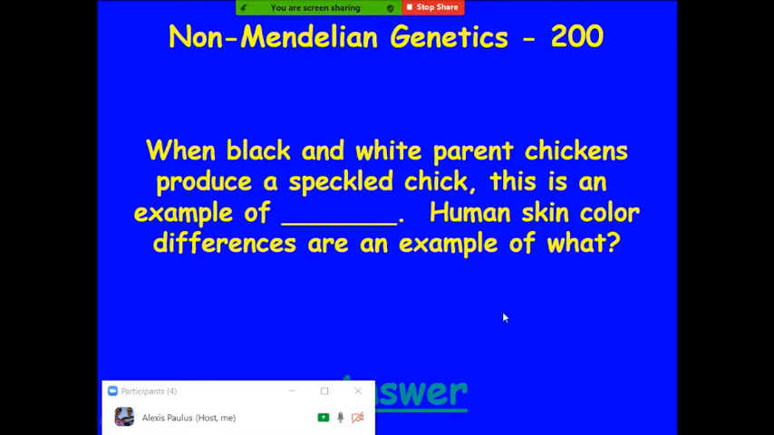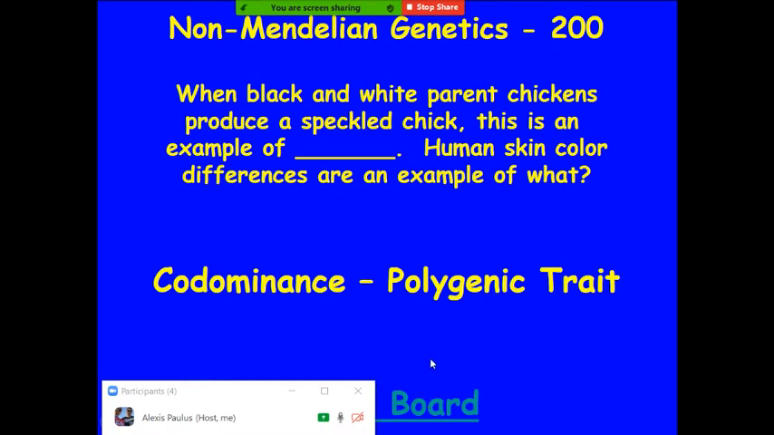Okay, here we go. So it's codominance because both dominant traits are actually seen in a speckled chick. And a polygenic trait is human skin color, human hair color. What was the other one? Eye color, okay, influenced by many genes.